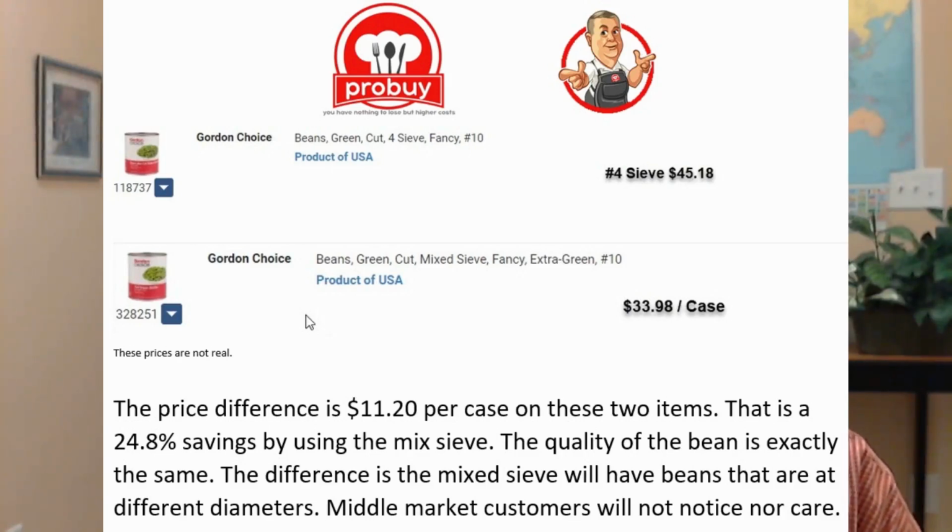Well, on the same page of their order guide, they offer a mixed sieve. Okay, and look at that. It's $33.98 a case. All right, so that's like 24.8% savings. I'm sorry I didn't do the math on the ounceage, but as you know, with a 6 number 10 cans between 100 and 110.